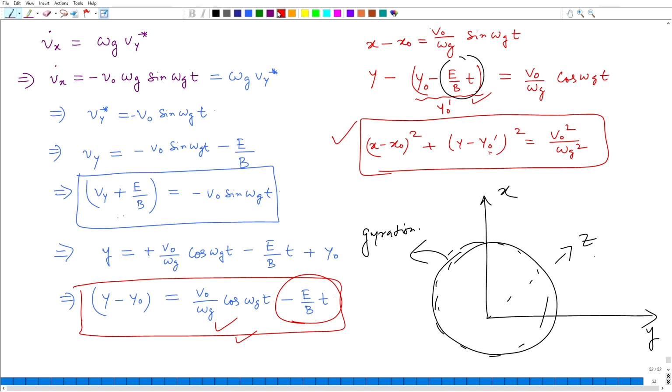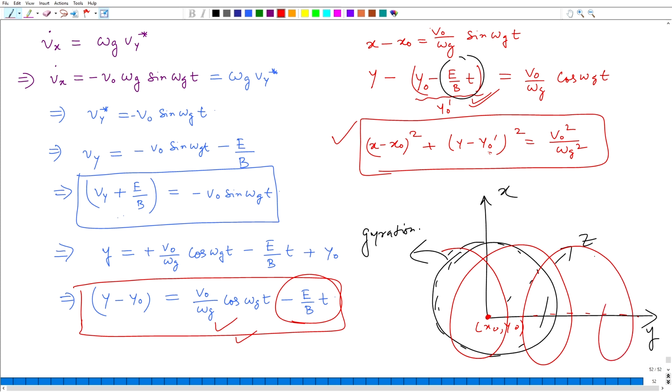Here you do not have a circle. Every time your circle would have a guiding center x0, y0. Now your guiding center changes. Although this x0 never changes, this y0 changes, and it changes monotonically and linearly with time. So, you will actually have a motion like this in this xy plane. Okay. So, your guiding center will be changing with time, and this is the drift motion, and for our case this is actually the E cross B drift motion.